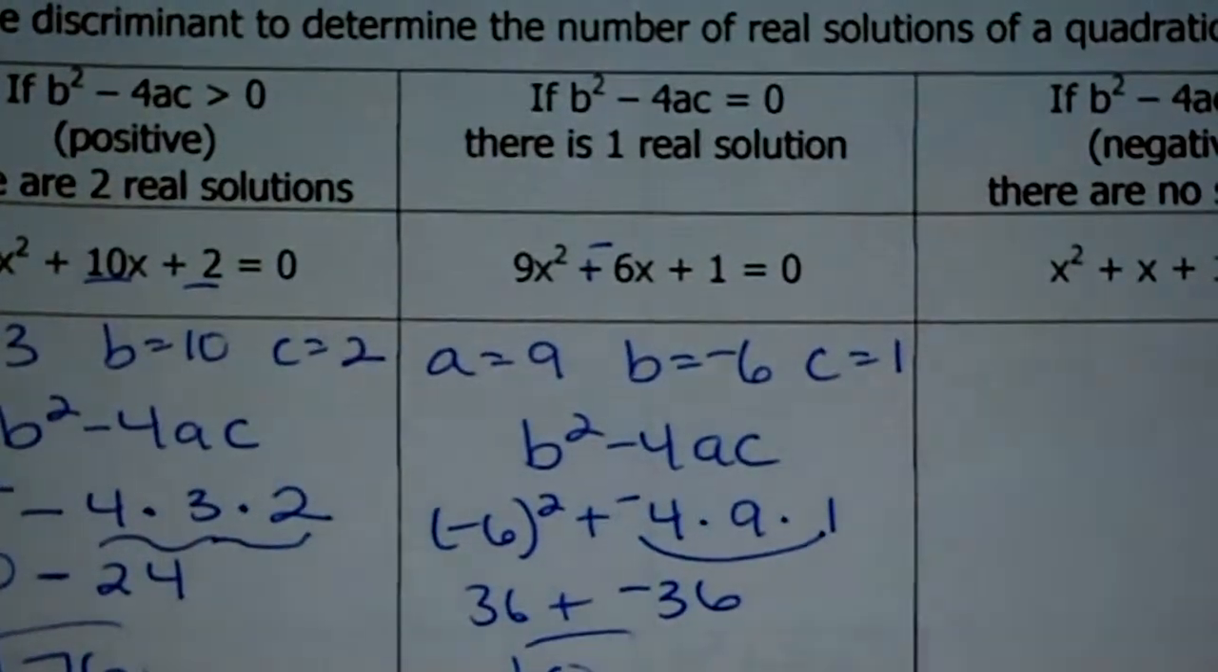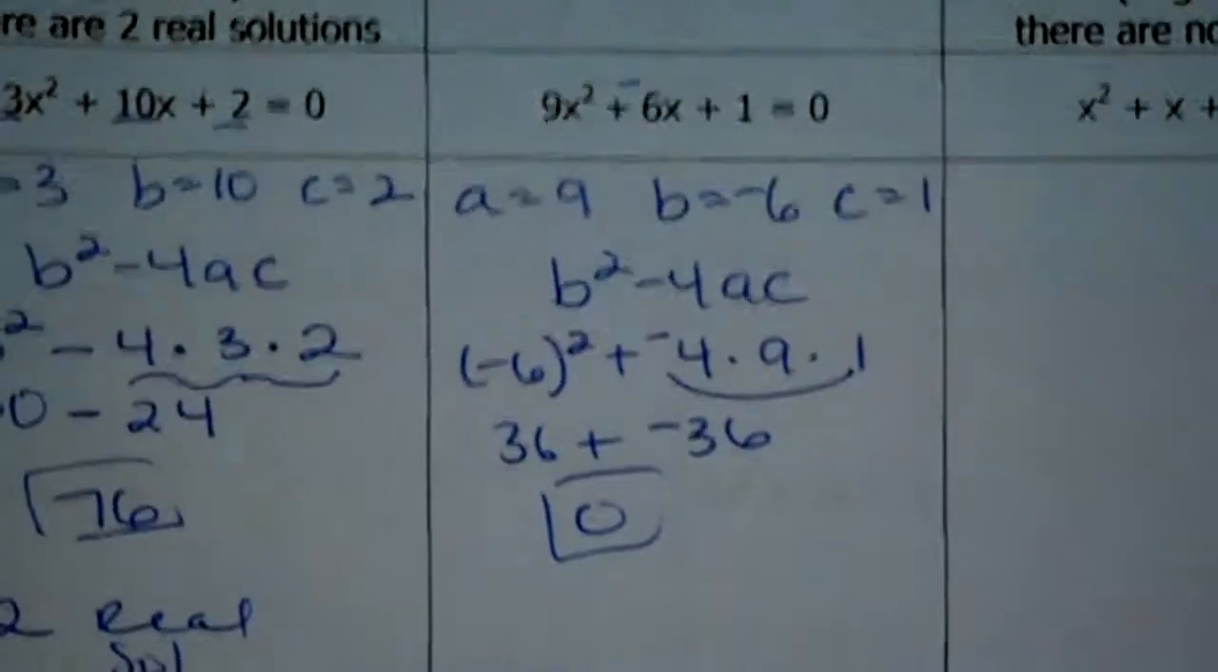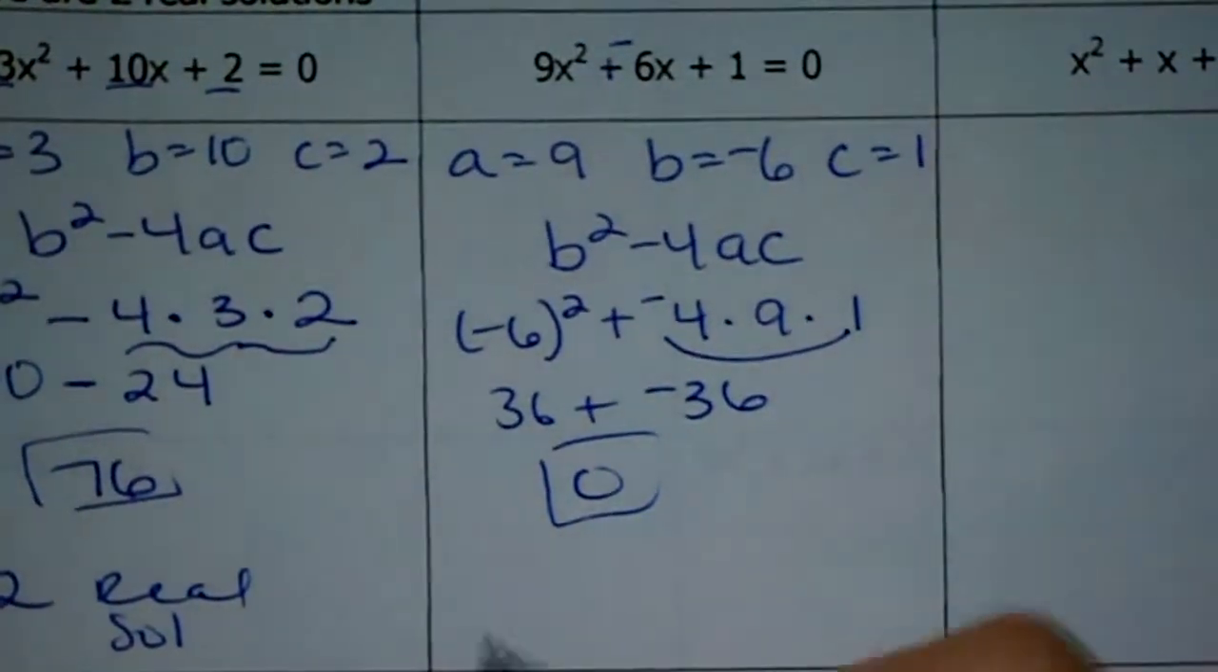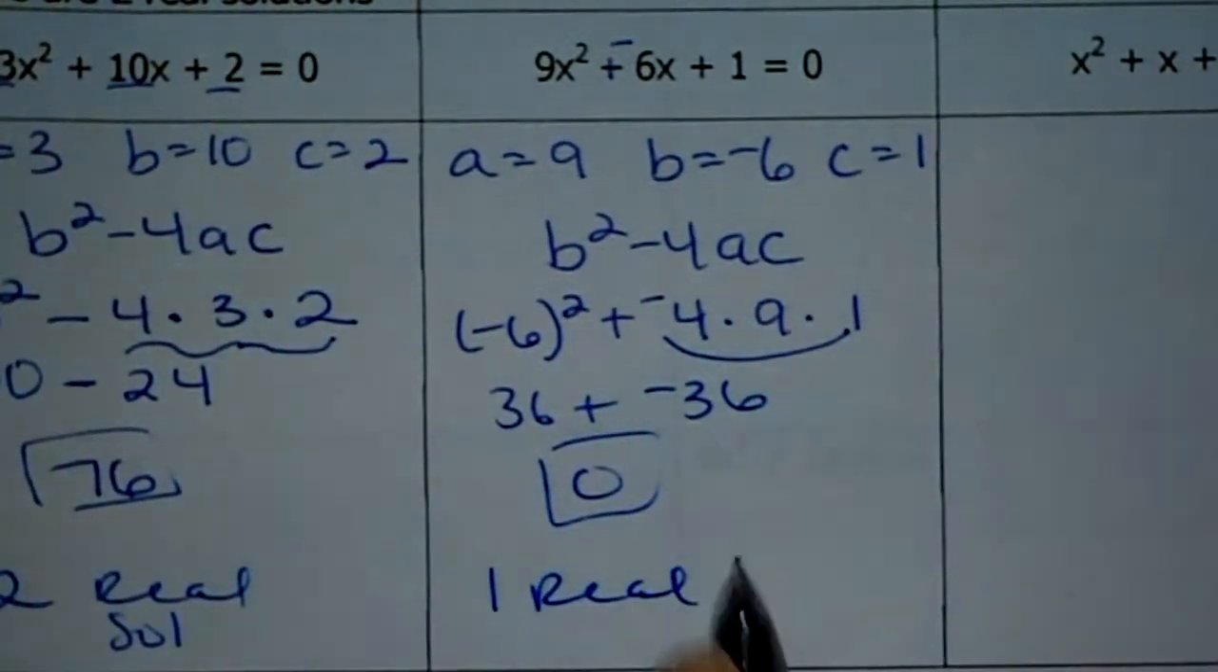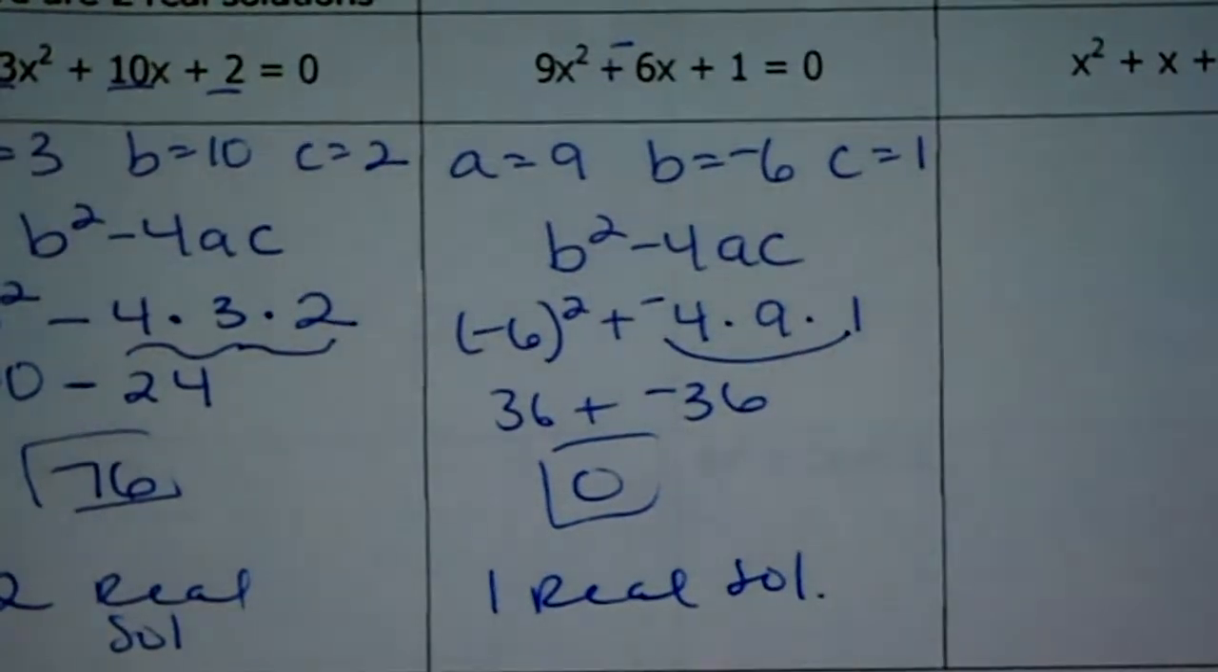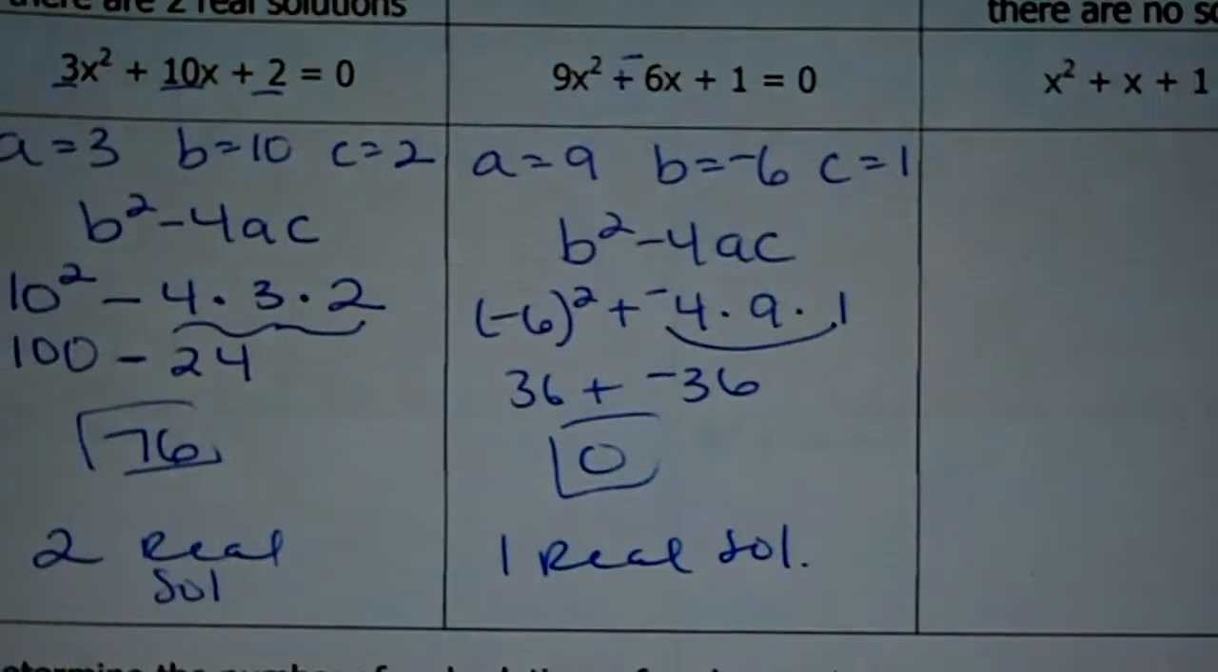So if the discriminant is equal to 0, that means that I'm going to have just one solution. So one real solution, because remember I told you before, there are imaginary ones. Yep, and I wasn't making that up.